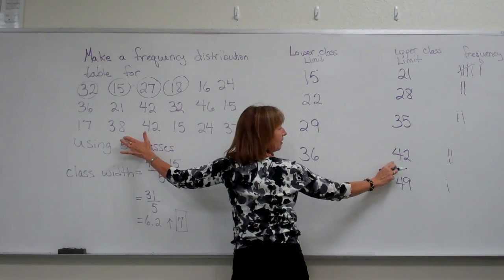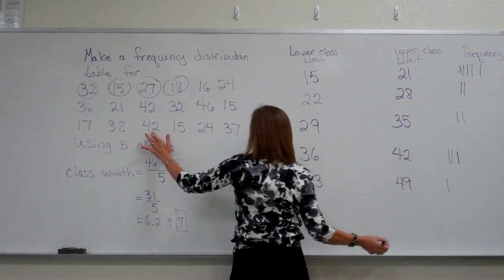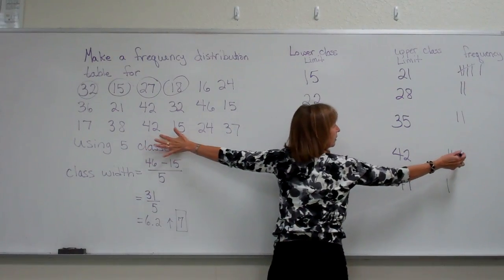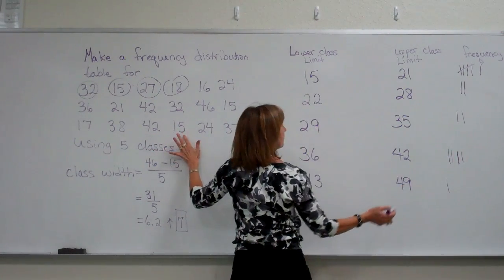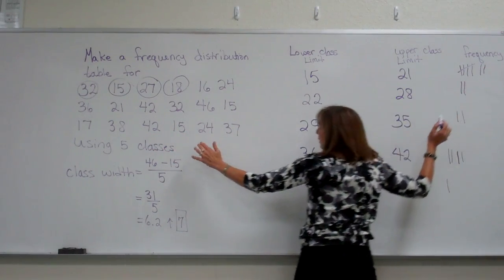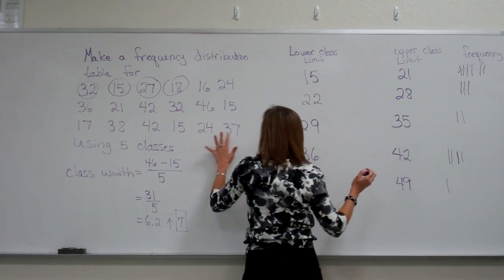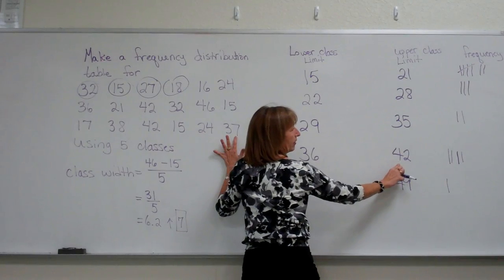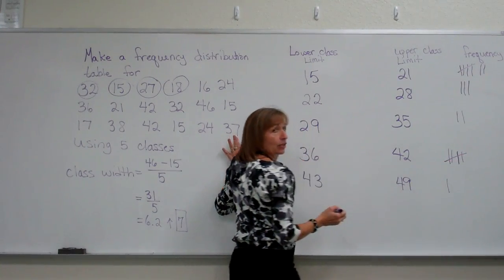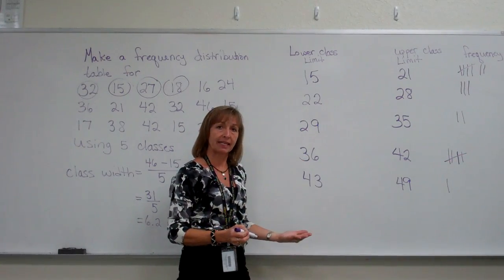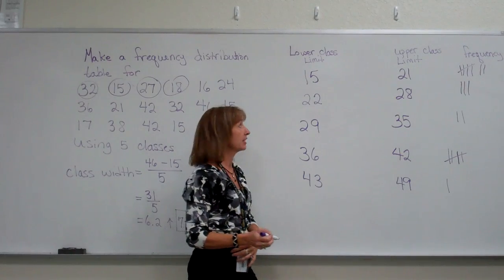38 is in the fourth class. 42 is here. 15, again here. 24 is in the second class. And then finally 37 is in the fourth class. So we're going to take these tallies and we're going to turn them into their numerical representation.